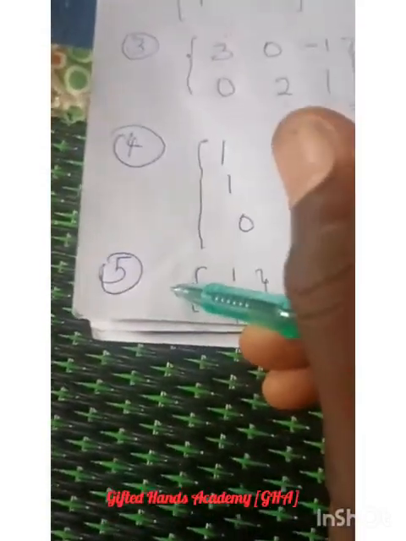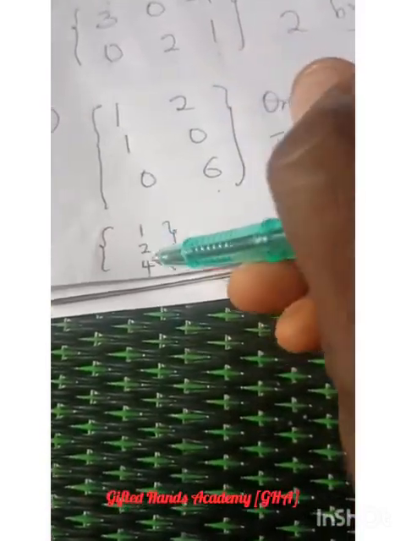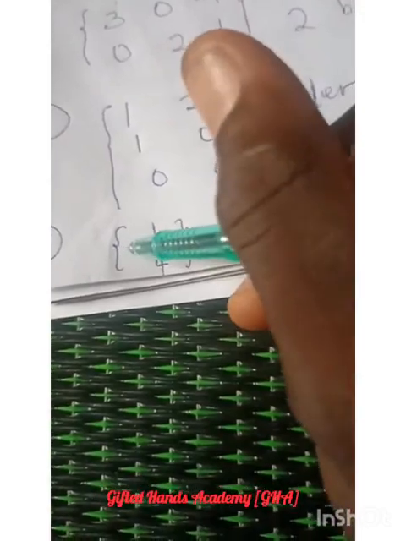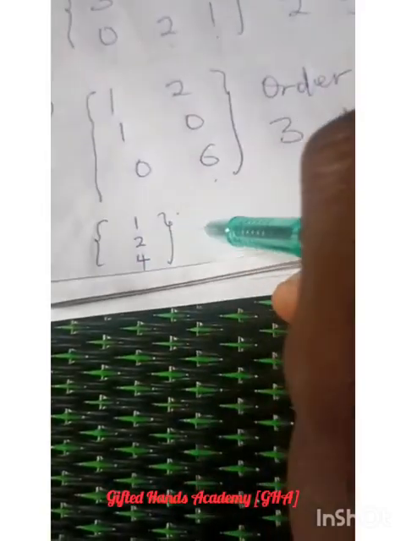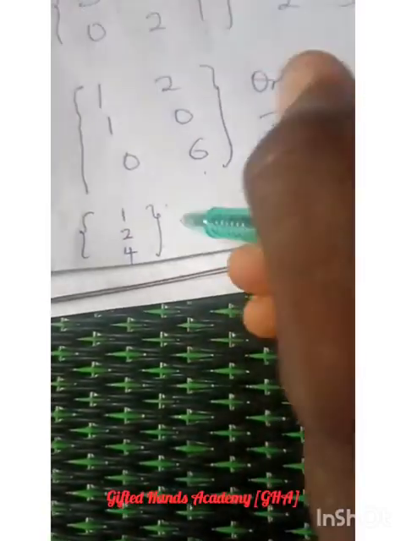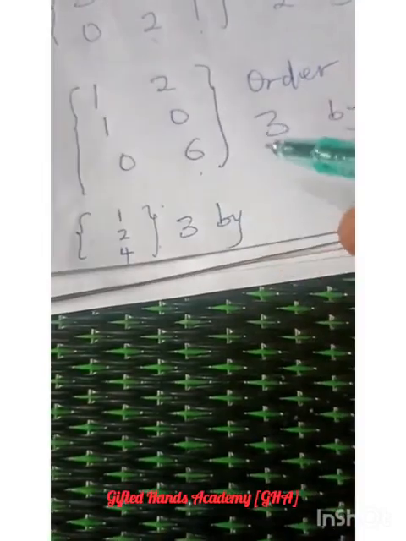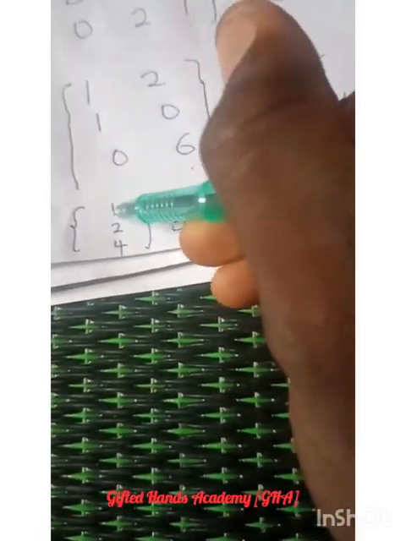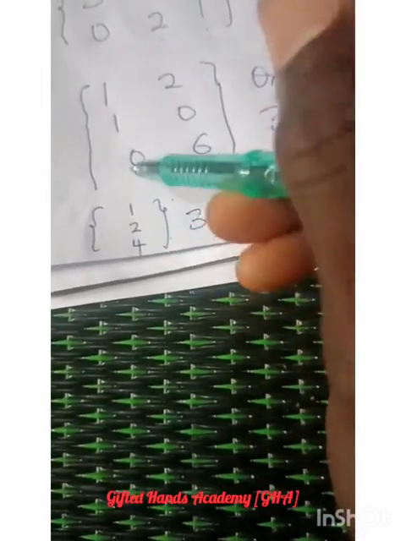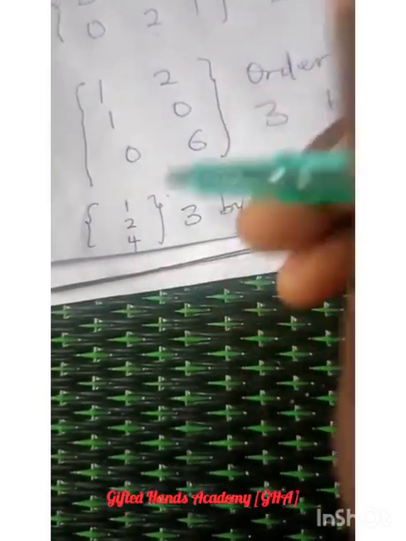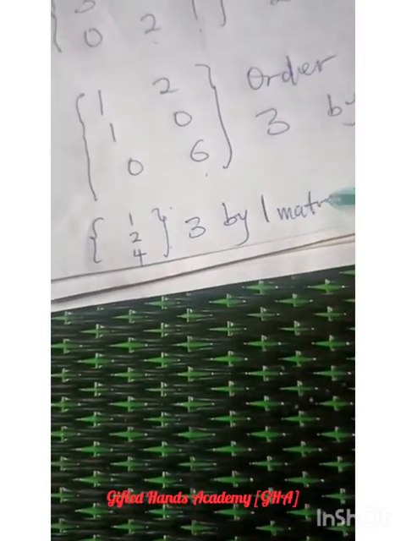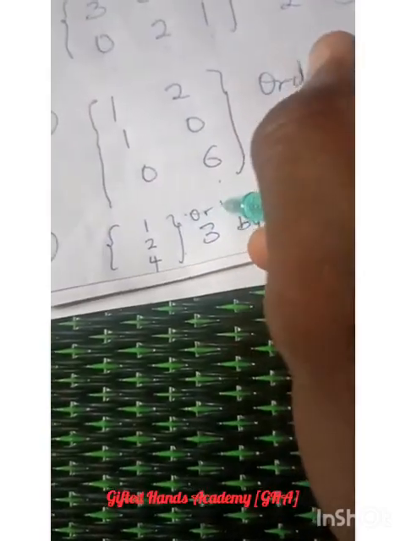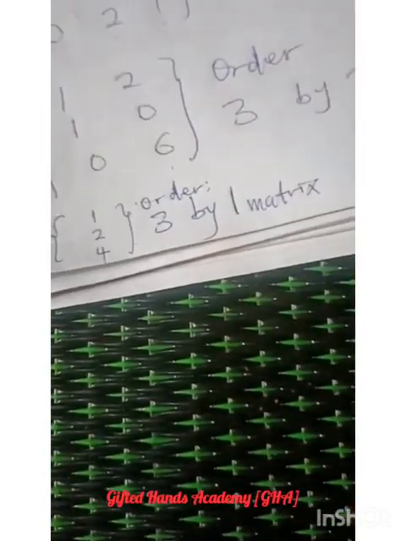Then let's name this number 5. I have 1, 2, 4. Don't forget I said we are naming the row first. So this is row 1, row 2, row 3. So this is a 3 by, how many columns does it have? It has only one column because 1, 2, 4 are just in one column. So this is a 3 by 1 matrix. This is the order of this matrix.